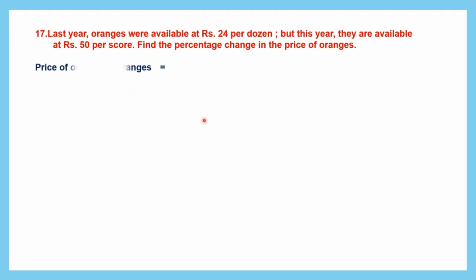So let's begin by saying the price of 1 dozen oranges was rupees 24. It's given to us as rupees 24. 1 dozen means 12 oranges. So to find the price of one orange, we have to say 24 divided by 12. 24 divided by 12 is 2. So 2 rupees is the price of one orange. Now this was the price last year.